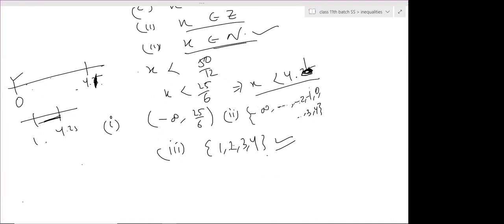Next question. 2x minus 3 upon 4 plus 9 is greater than or equal to 3 plus 4x by 3. Solve this.